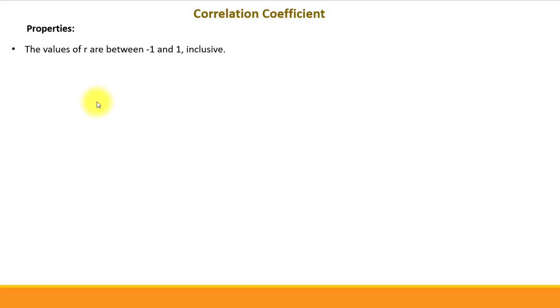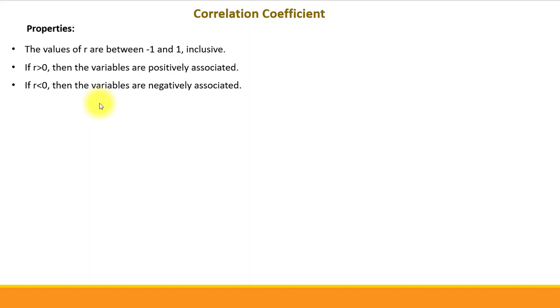First of all, the correlation coefficient is denoted by lowercase r, and its values are always between -1 and 1 inclusive, meaning that it can be -1, it can be 1, or anything in between. The next two properties basically say that the correlation coefficient can be a positive or negative number, and that's the mathematical way of saying that. So if r is greater than 0, meaning that it's a positive value, then the variables are positively associated. And if the correlation coefficient is a negative number, r is less than 0, then the variables are negatively associated.